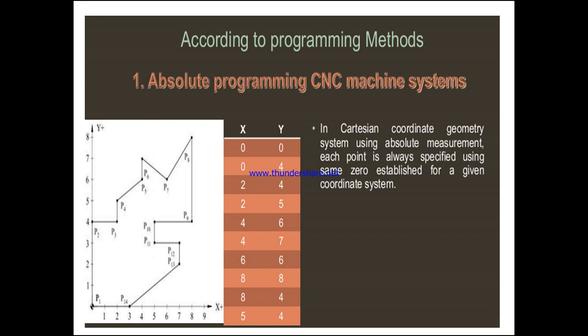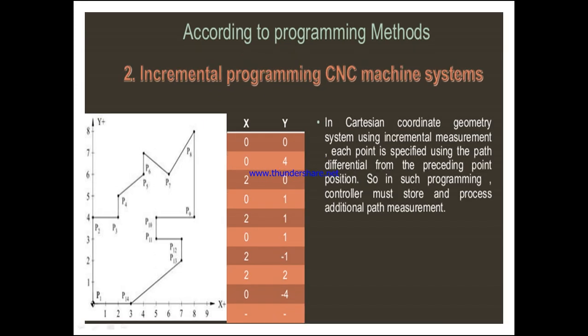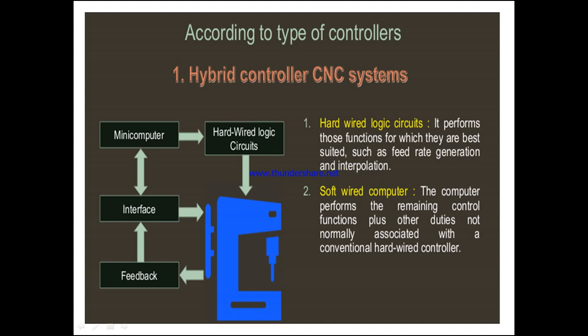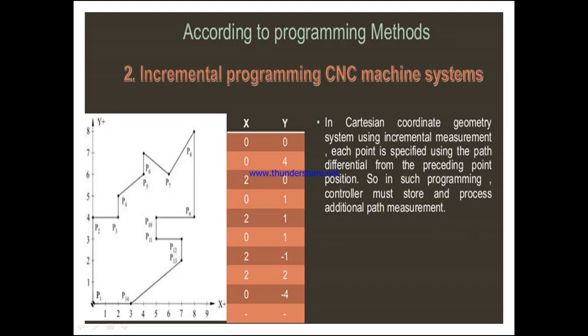If it goes from P1 to P2, P1 becomes 0. Next, if it has to go from P2 to P3, then P2 becomes 0, and it goes from 0 to P3. Like that, each starting point is taken as a zero point as it goes on moving in absolute programming CNC machines.